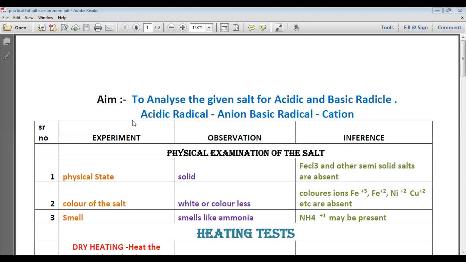Today we want to study a practical. The aim of the practical is to analyze the given salt for acidic and basic radical. The salt that we are given is this.